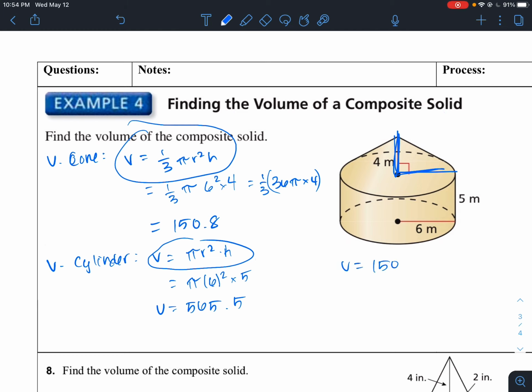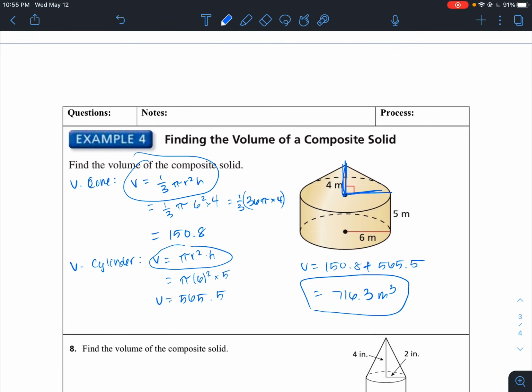And so the volume of this composite solid is going to be equal to the sum. So I take the volume of the cone, add the volume of the cylinder, which is 565.5. And when I do that, I get 716.3. And that's going to be meters cubed.